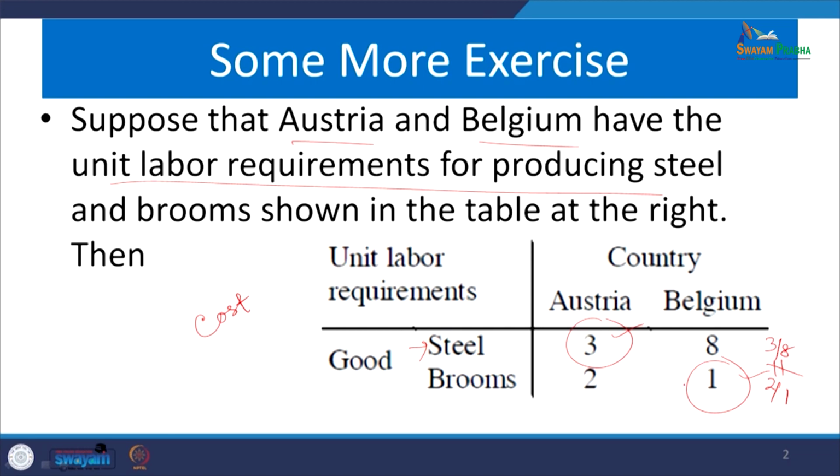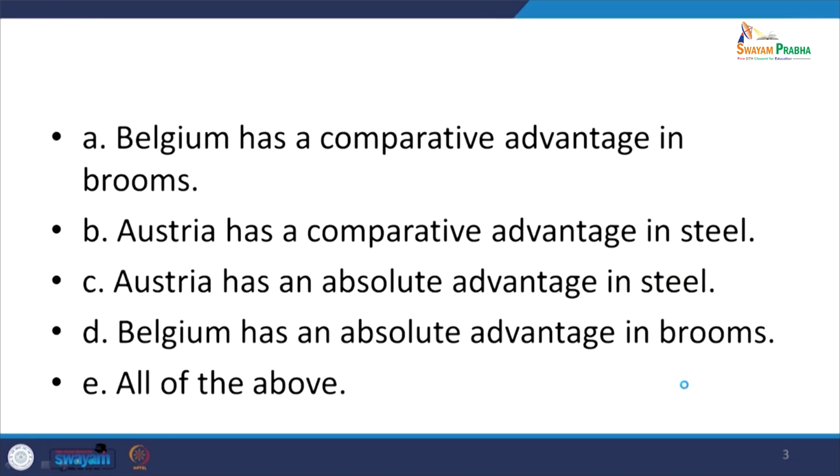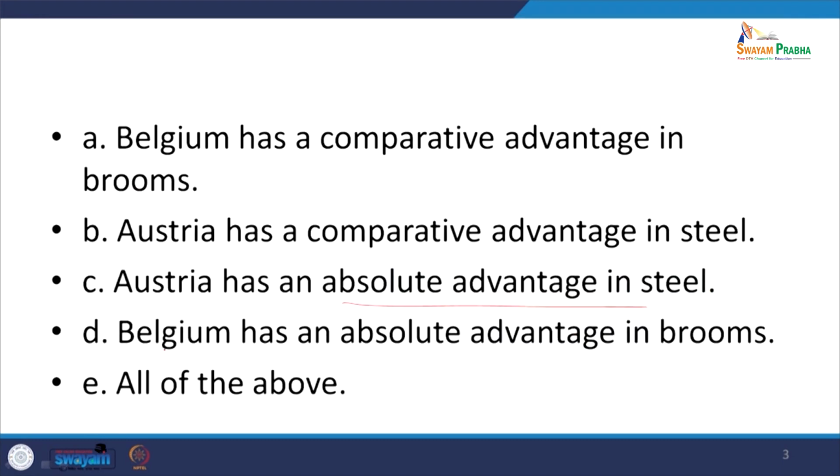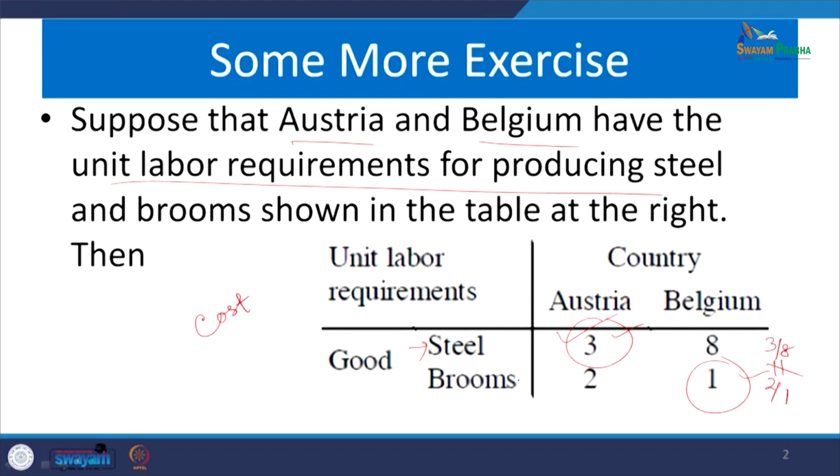Now, we have talked about comparative advantage, and we need to understand it. So, first of all, come to the absolute one. Austria has an absolute advantage in steel, is it right? As per the absolute cost advantage, it is right, correct. Now, Belgium has an absolute advantage in brooms. That is also correct. So, both of these options are actually correct.